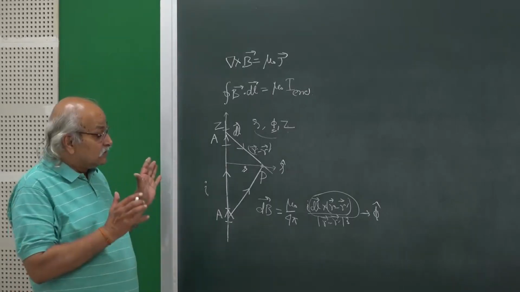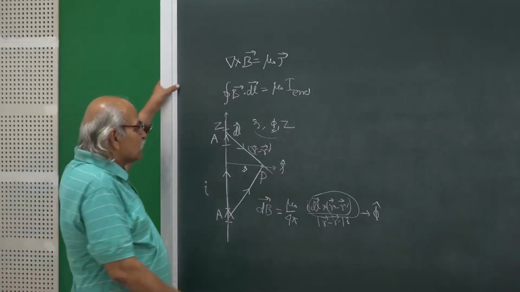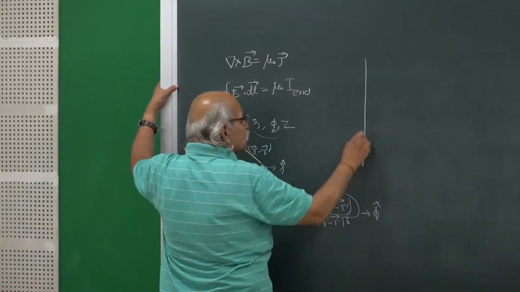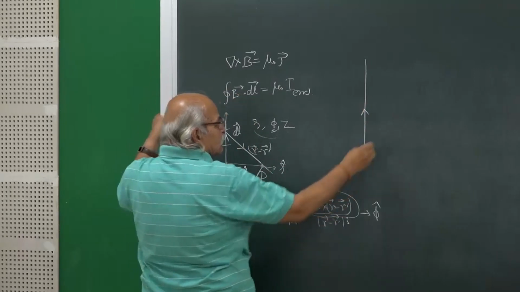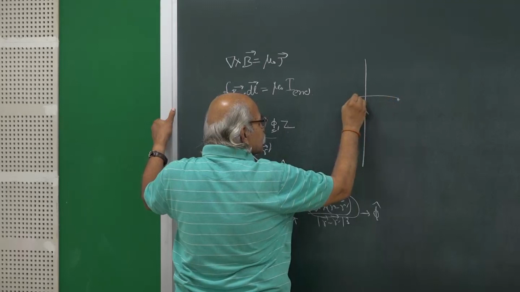So this much preparation was needed before coming to this. Now to get the magnitude of B here, what we can do is draw a circle.